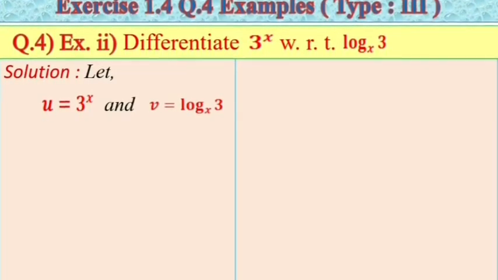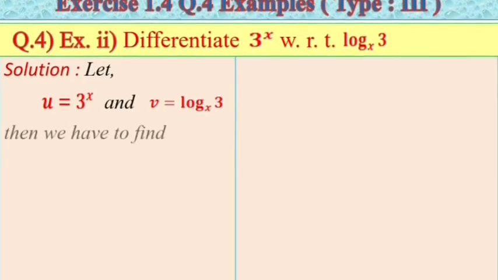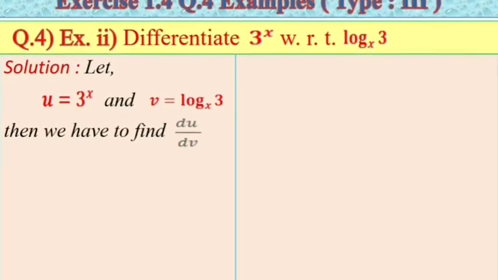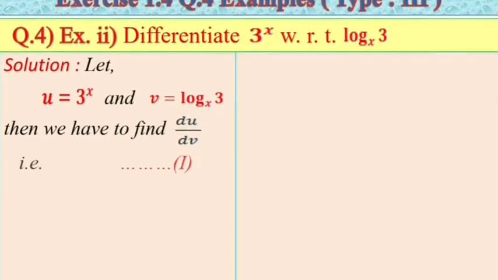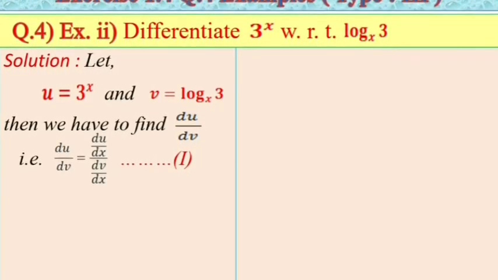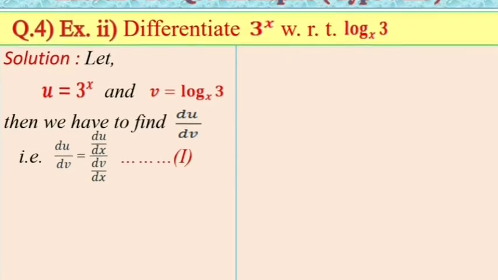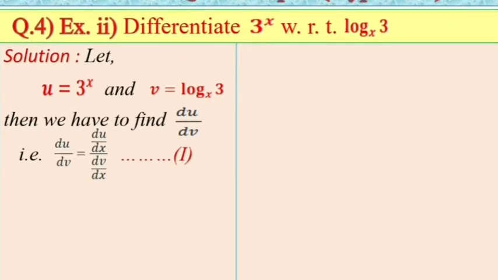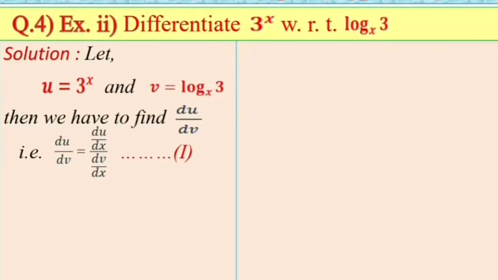Now we have to find du by dv. We know the formula du by dv equals du by dx upon dv by dx. That is equation number 1, by the same procedure as example number 1.